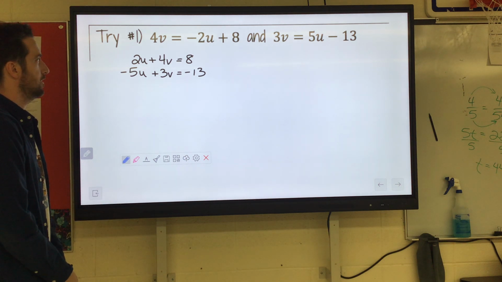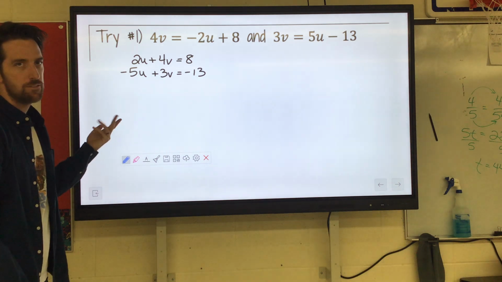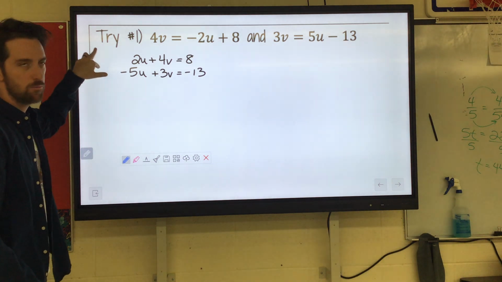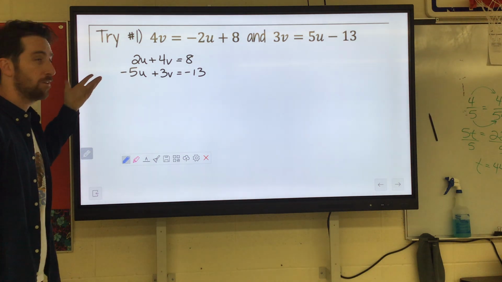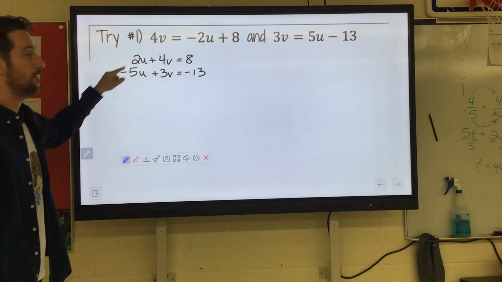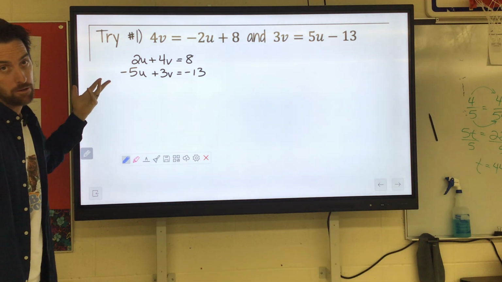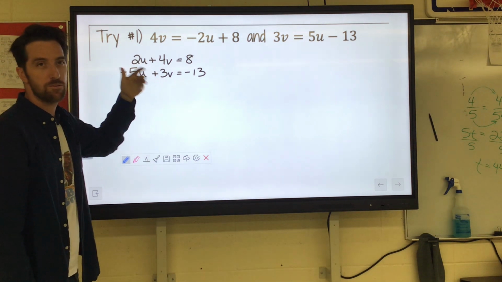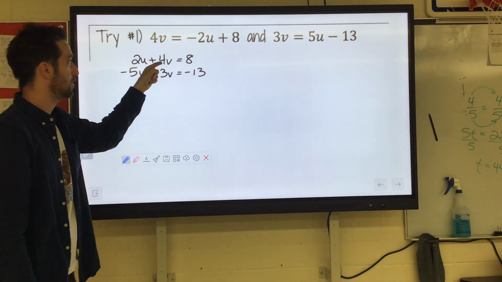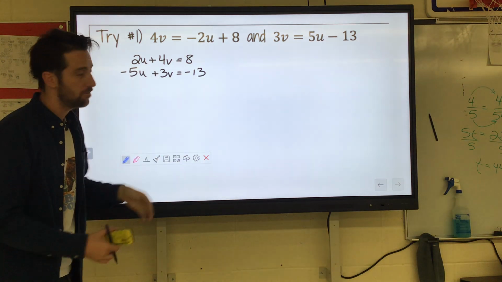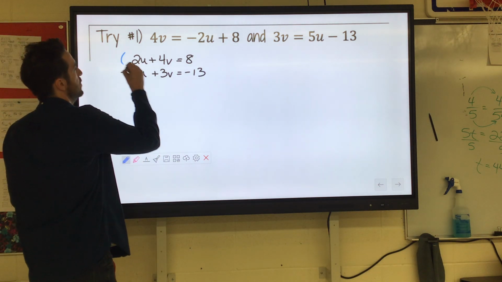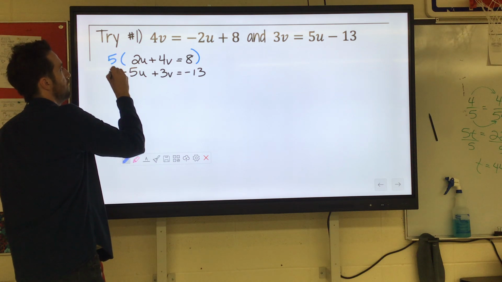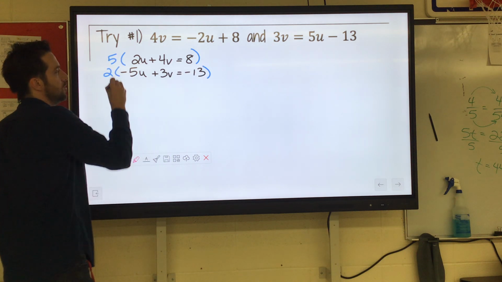If you look at the u's, we have 2, we have 5, they both go into 10. You can just take the numbers in front and flip them. And I would probably do that because we already have a positive and a negative, so that part's handled. Otherwise, do the v's. 4 and 3 both go into 12. You could do the top by 3, bottom by 4, or negative 4. But I'm going to do the 5 and 2.